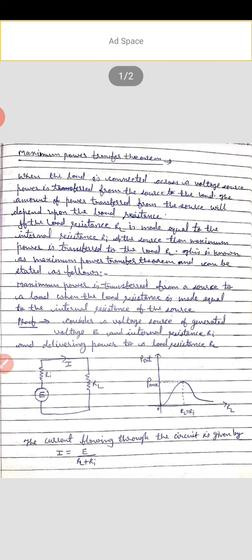The current flowing through the circuit is given by I equals E upon RL plus Ri. Since in the circuit diagram RL and Ri are in series combination, the total resistance will be equal to Ri plus RL. So according to Ohm's law, current will be equal to E upon RL plus Ri.